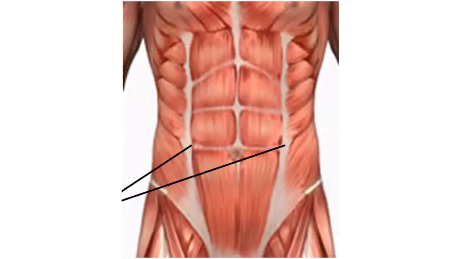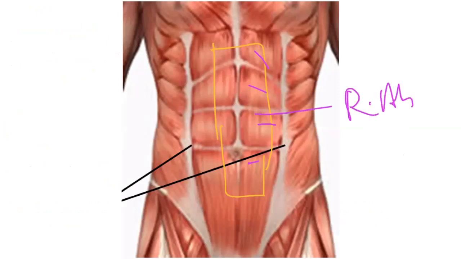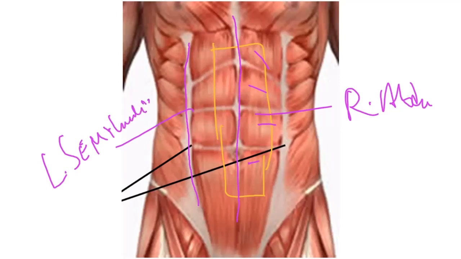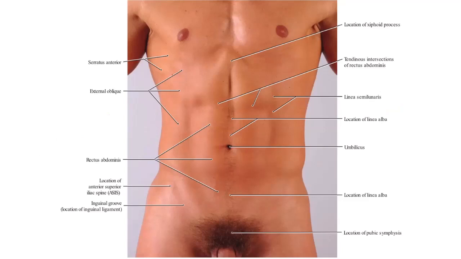Right? So this is the rectus abdominis muscle, right and left half. This is the furrow or groove, the middle furrow and the linea alba, and this is the linea semilunaris. Okay, the lateral boundary of the rectus abdominis muscle. Because it is half moon shaped, it is called linea semilunaris, right?